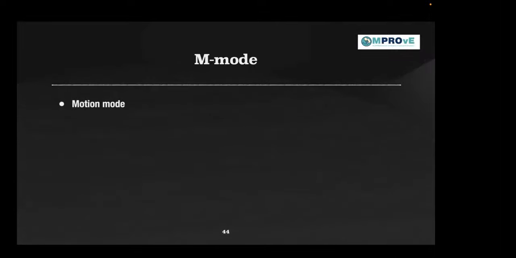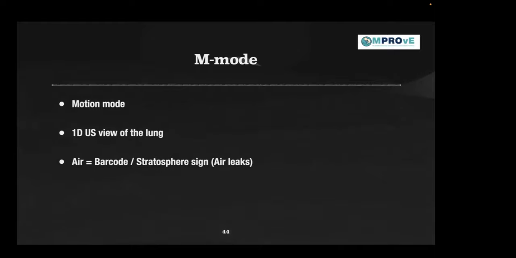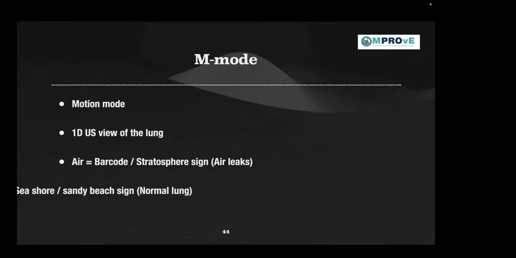So M mode is a motion mode. So it's sort of a one-dimensional ultrasound view of the lung. Well, not the lung, of the pleura. So if you have the lung filled up with air, and the pneumothorax, all filled with air, you're going to get a barcode or a stratosphere sign.